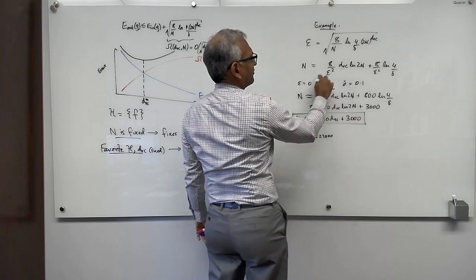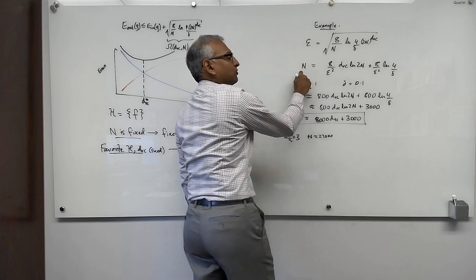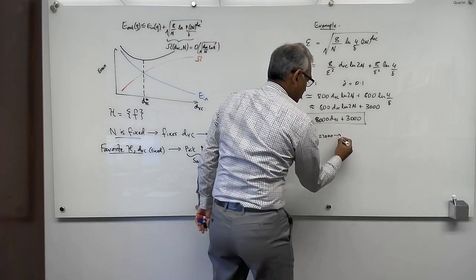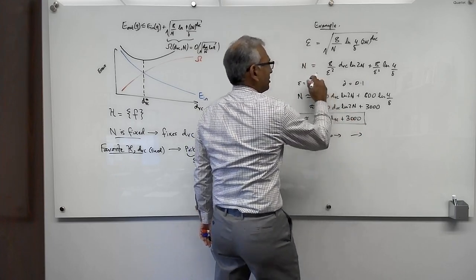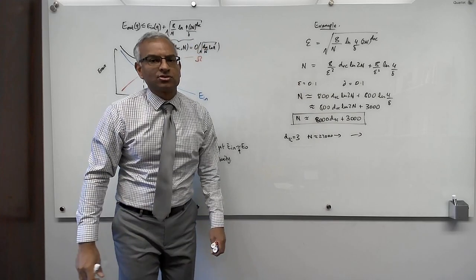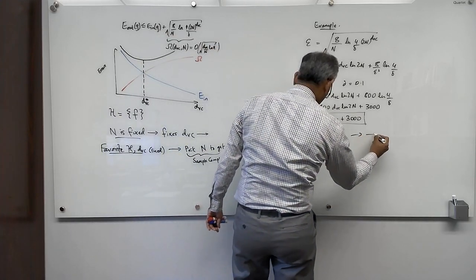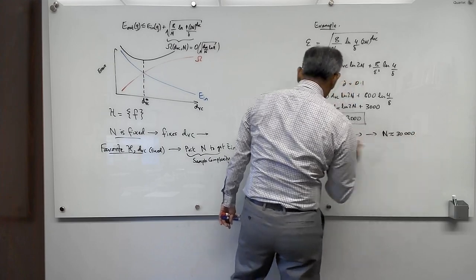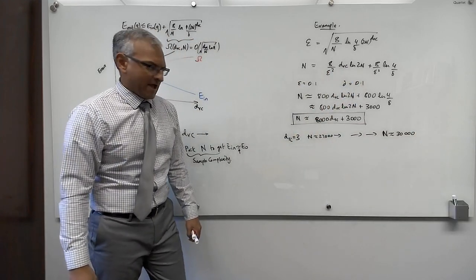So plug in 27,000 into the right-hand side and you'll get a new value for n, maybe 29,000. That's your next guess, goes to a new guess, goes to another, and then plug that new guess in here, you'll get a new guess. And this rapidly converges. That's an example of what's called a fixed point iteration. This will rapidly converge to n approximately 30,000. So our starting estimate was not too bad.